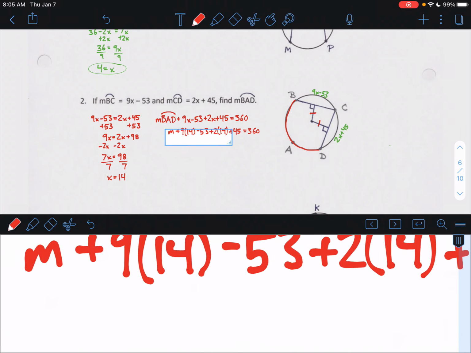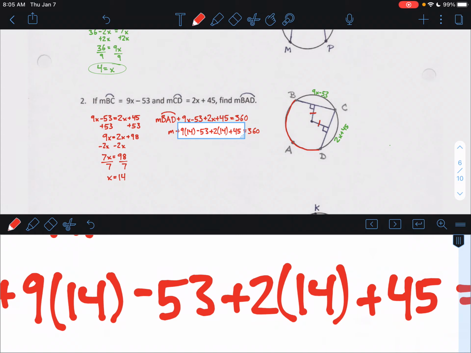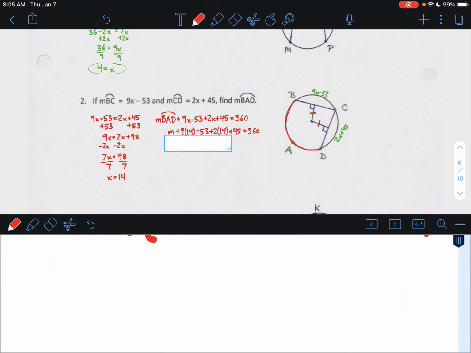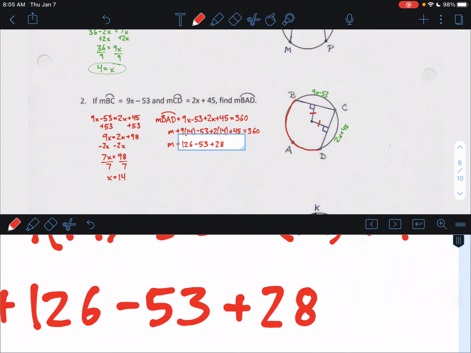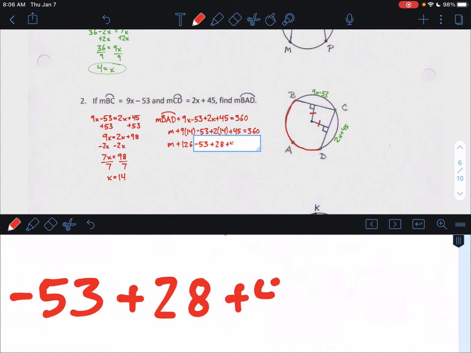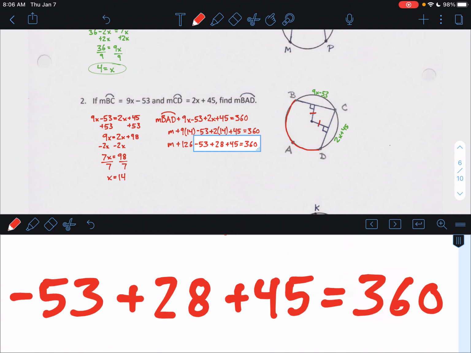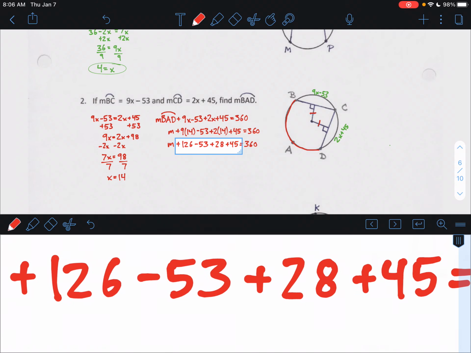Then my next step can be to multiply the 9 times the 14 and the 2 times the 14. So then I'll have m plus, let's see, what is 9 times 14? It is 126. Minus 53 plus 2 times 14 is 28 plus 45 equals 360. Then I will combine like terms.